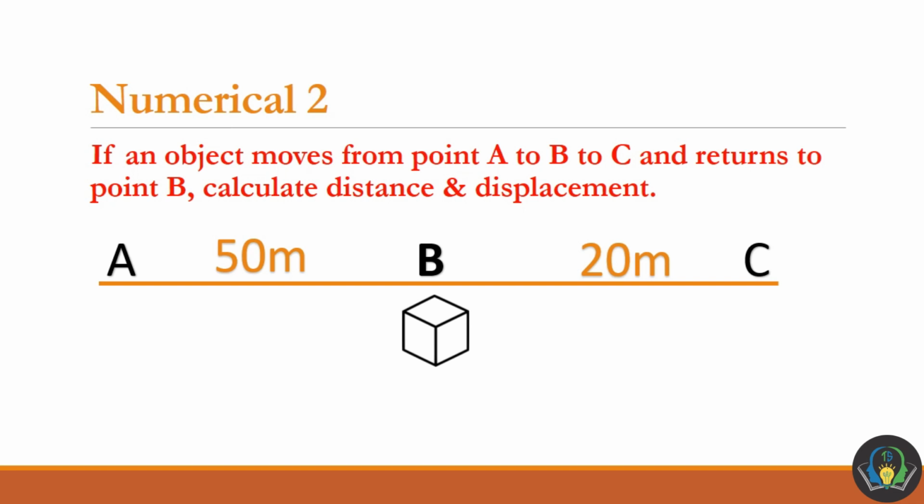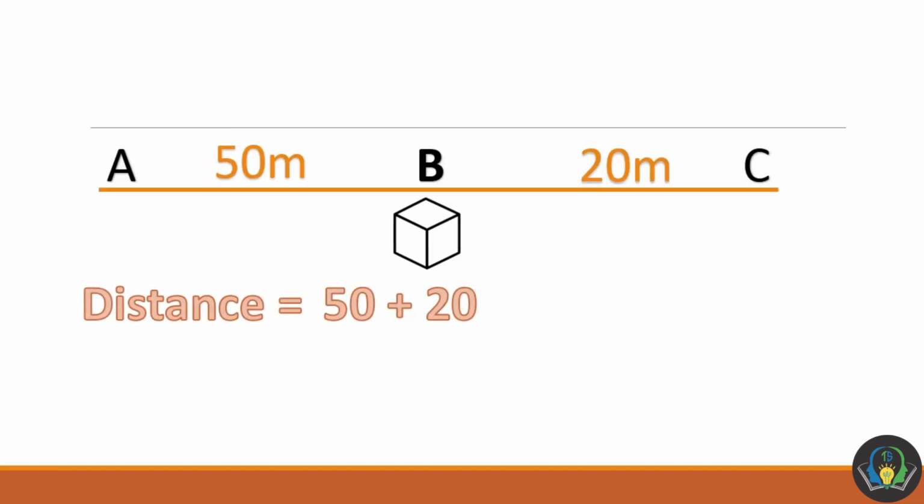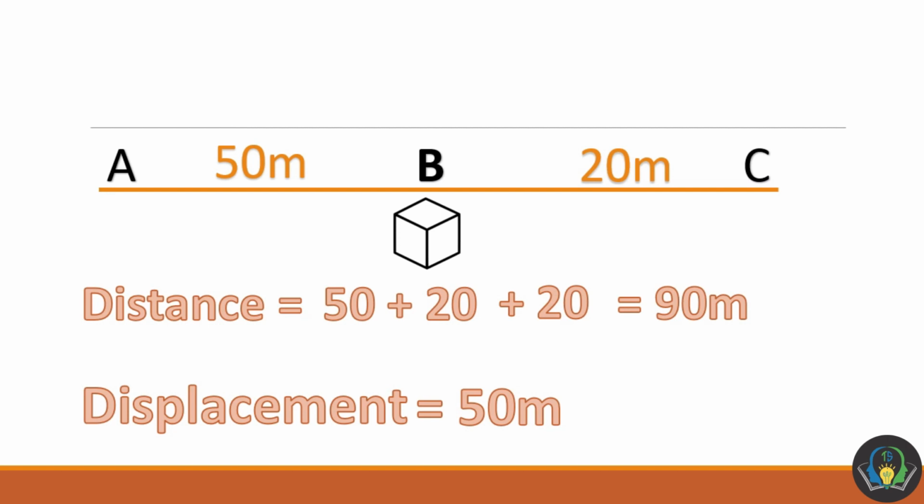I hope you have solved it by now, because the numbers are extremely easy to add up. So your distance will be 50 plus 20 plus another 20 from C to B, and the net distance that you will be getting is 90 meters. What will be the displacement? I shall give you 10 seconds of time to type your answers. Well, the displacement will be 50 meters. That is the correct answer.